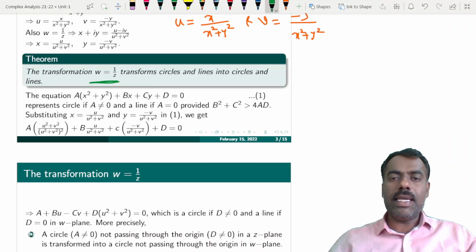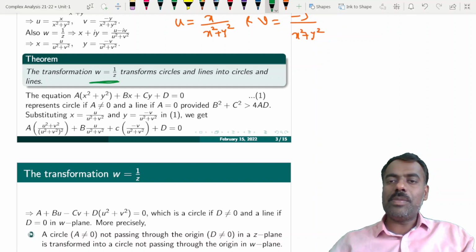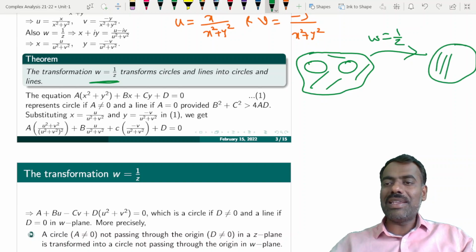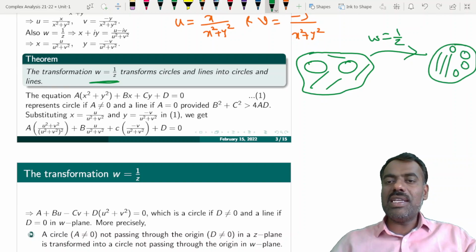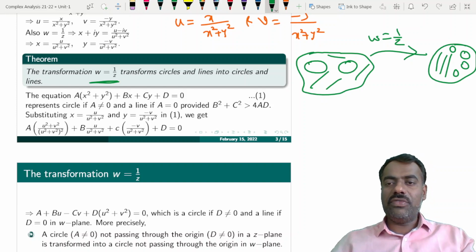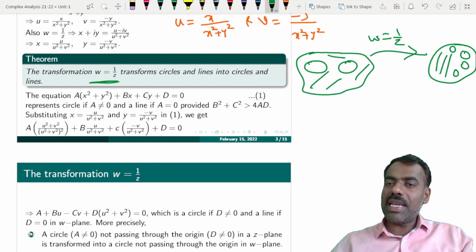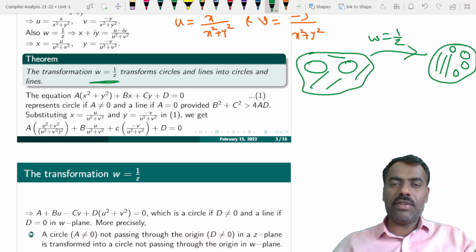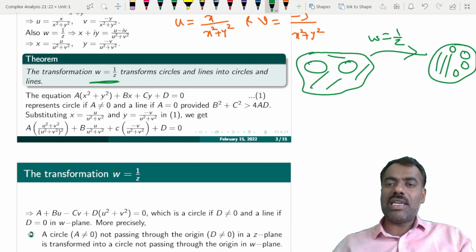circles and lines into circles and lines again. That means if we have a collection of some circles and some lines, then these will be mapped under the transformation w equal to 1 by z to some lines and some circles. It is not necessary that a circle will go to a circle and a line to a line. Depending on what we are taking, a circle may sometimes become a line, or a line may become a circle, or a circle may go to a circle itself, a line to a line itself. What we can definitely say is that the collection of circles and straight lines will be mapped to circles and straight lines.